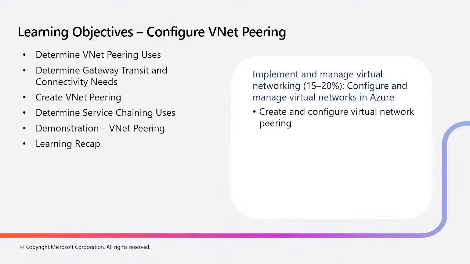Hope it works now. Okay, so we are going to look at how to determine VNet peering uses. I just told you the reason why we might need to peer our VNet, because we want those services, when they are not deployed within the same network, to be able to communicate with each other. Then we'll look at how to determine the gateway transit and connectivity need.